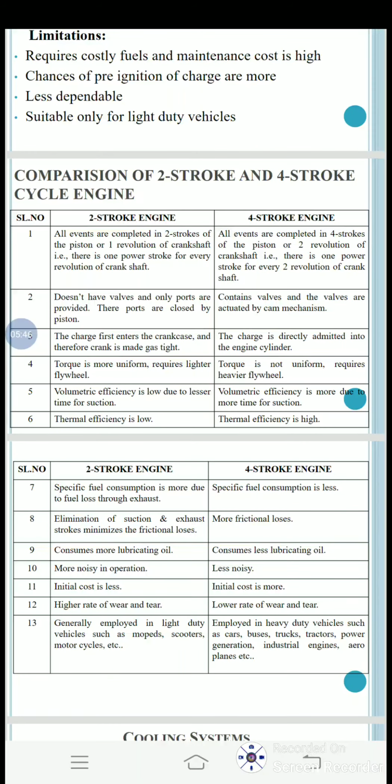Then we can have the comparison of two-stroke and four-stroke engine cycles. In a two-stroke engine, all events are completed in 2 strokes of the piston, or 1 revolution of the crankshaft. There is 1 power stroke for every revolution of the crankshaft. In case of 4-stroke, all events are completed in 4 strokes of the piston or 2 revolutions of the crankshaft. The two-stroke engine doesn't have valves, only ports are provided, but in a 4-stroke engine, valves are provided.